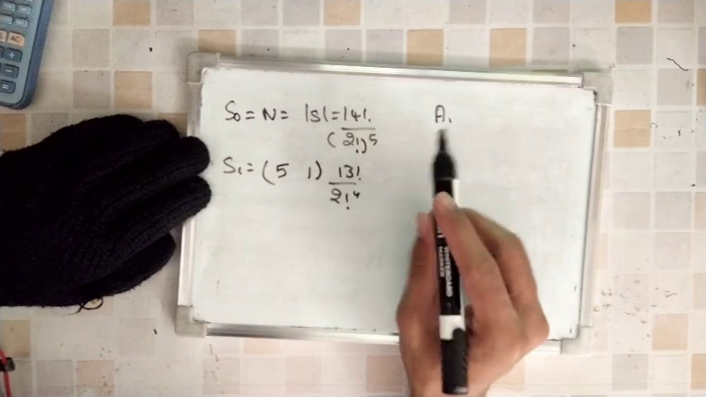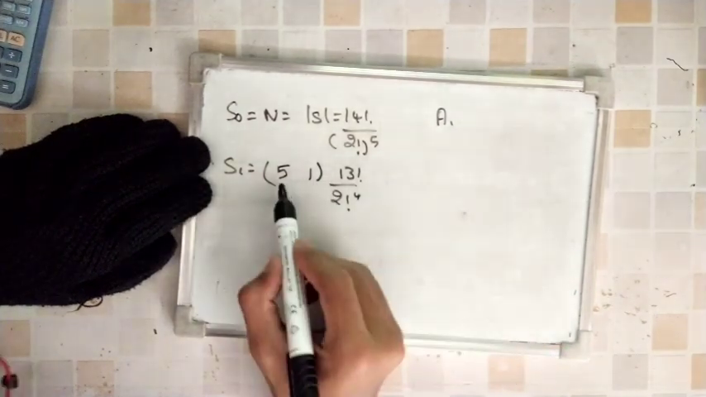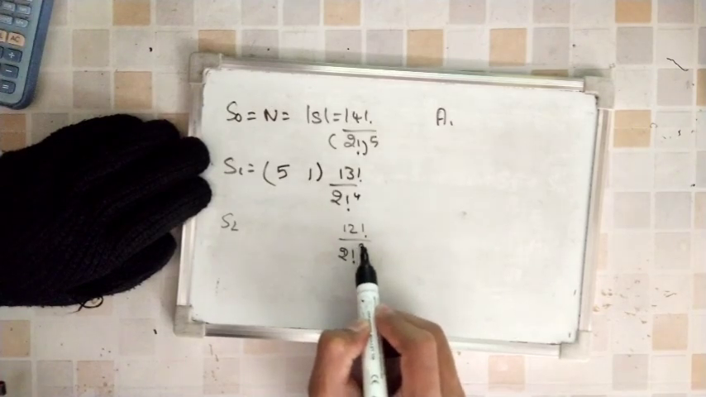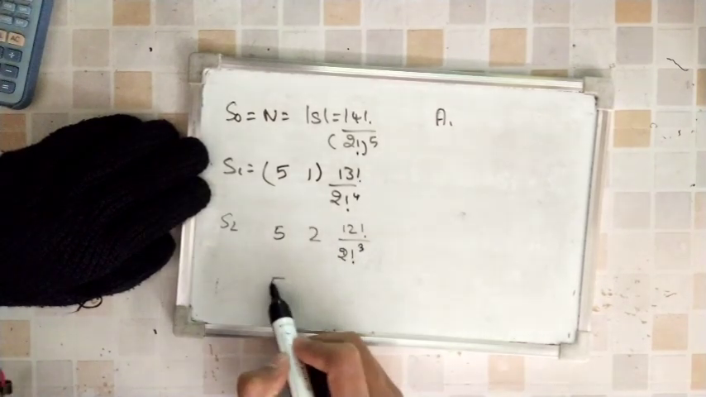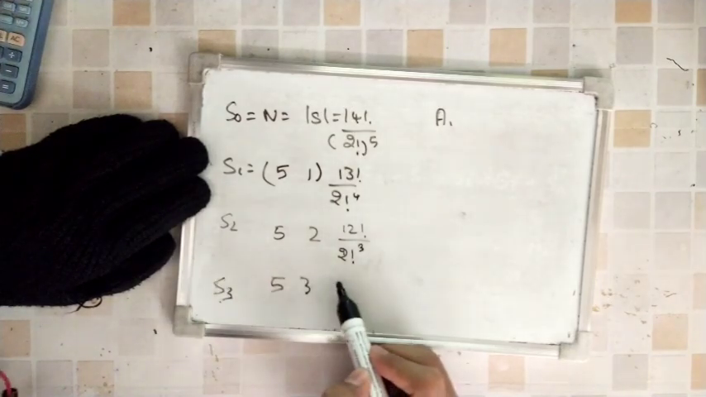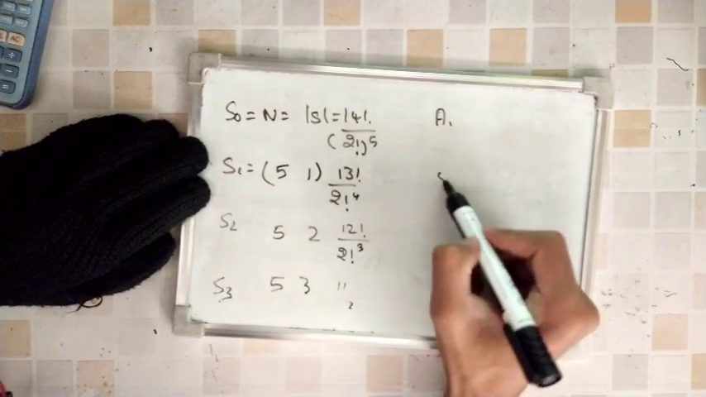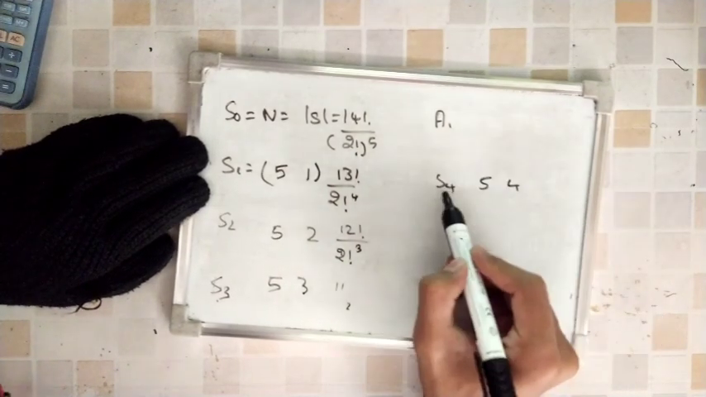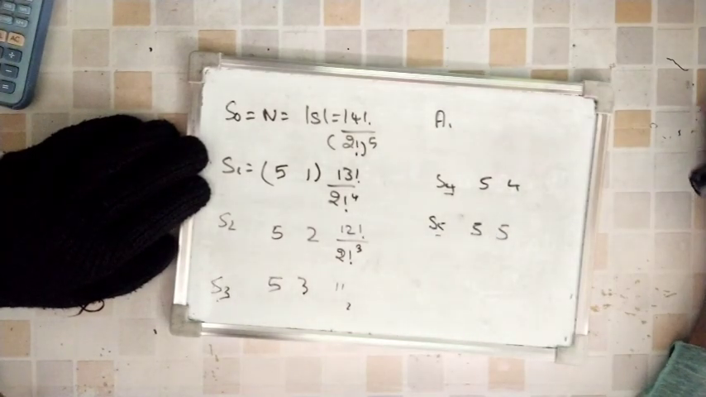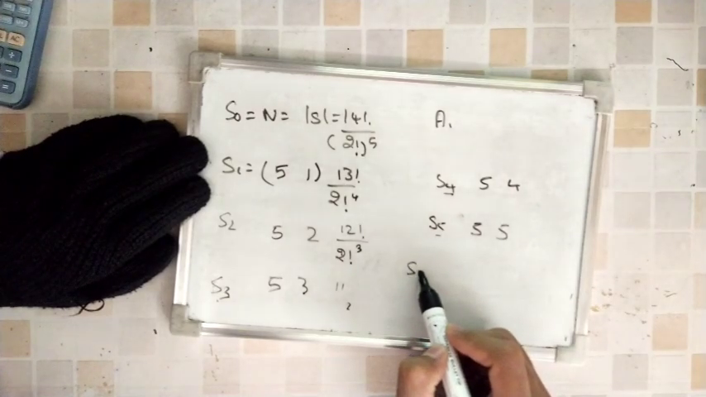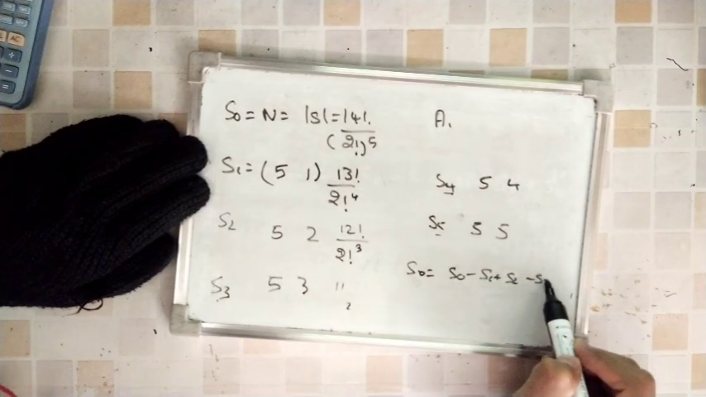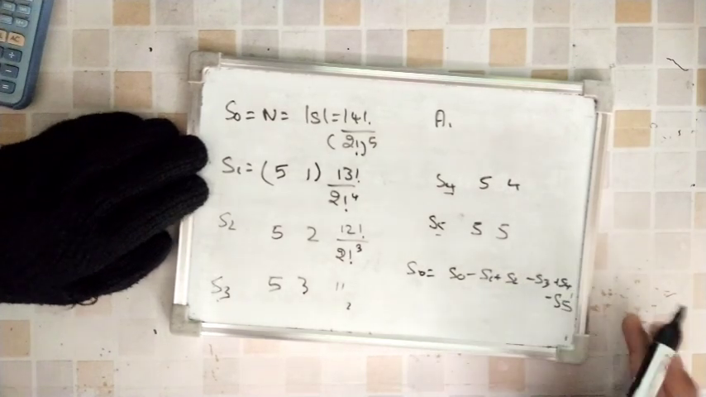Then similarly for S2, this 5 is there, right, same answer you got here, 12 factorial divided by 2 factorial to the power of 3, here 5 and 2 will come. Then for S3, 5 and 3, then 11 here with 2 to the power 2, and S4 if you take 5 and 4, S5 if you take 5 and 5, understood, like that you will write. So for the first, like I said, E0 is equal to S naught minus S1 plus S2 minus S3 plus S4 minus S5, that answer you have to write.